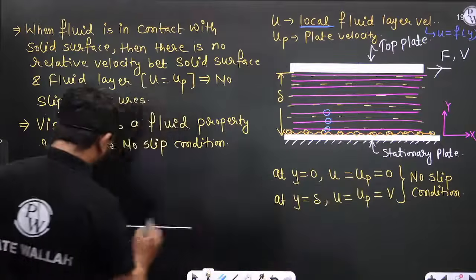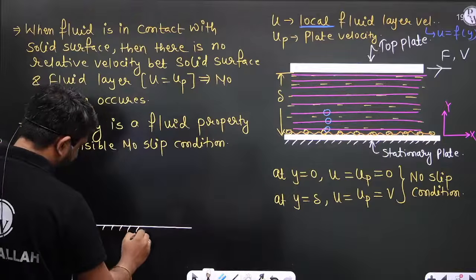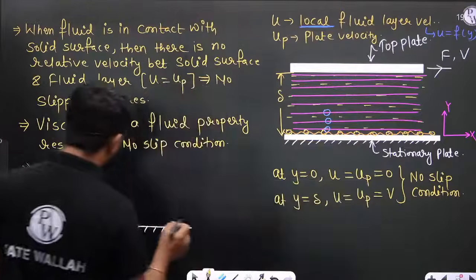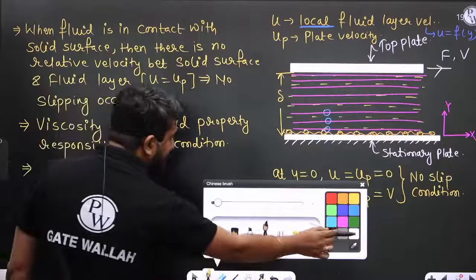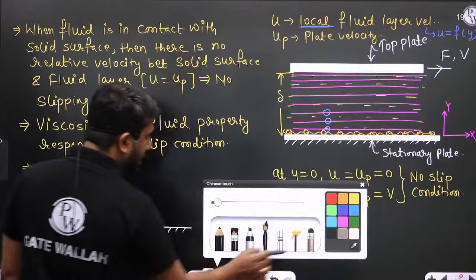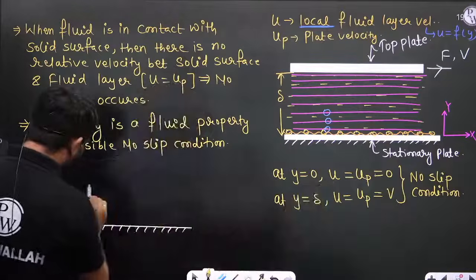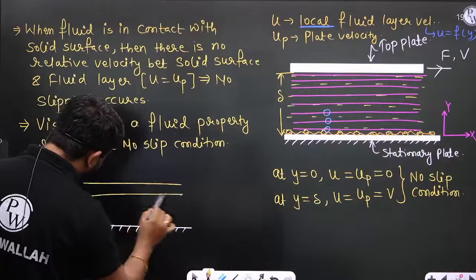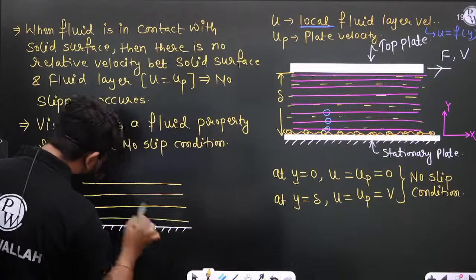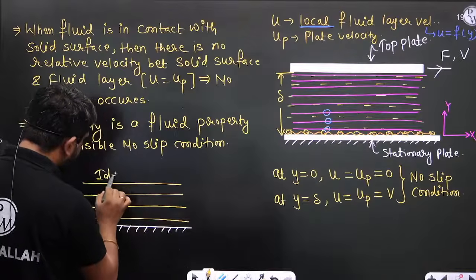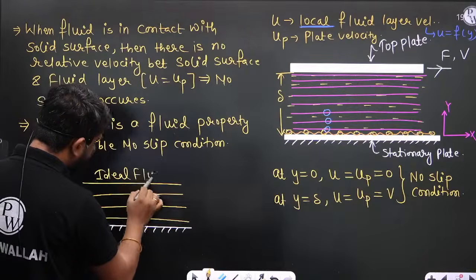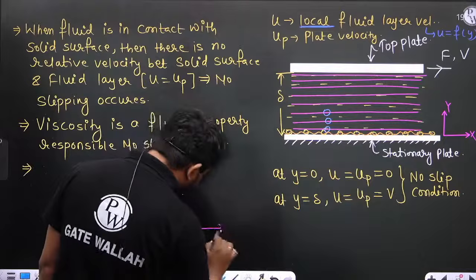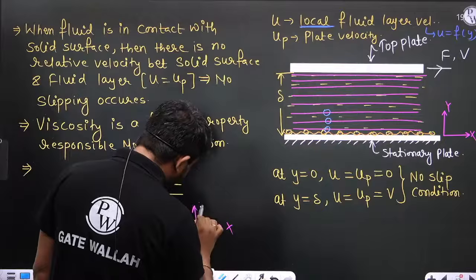Let us consider this is the plate, right? And see here, above this plate there is an ideal fluid which is flowing, right? This is the ideal fluid. This is the x direction and this is the y direction.